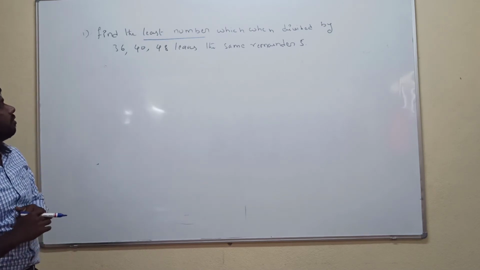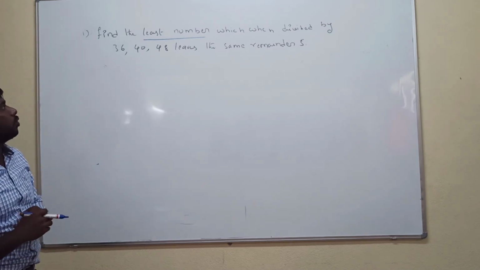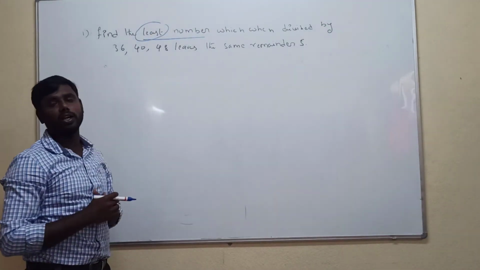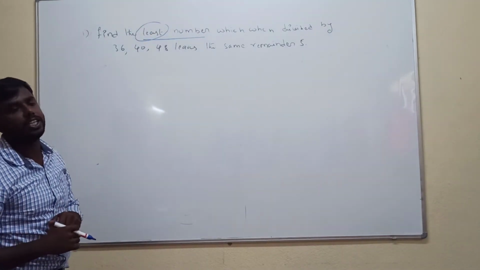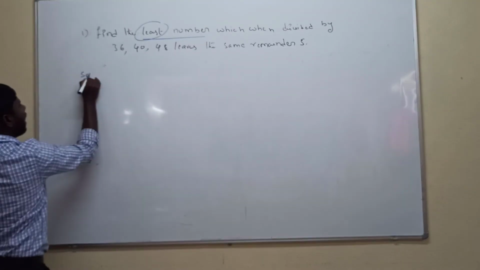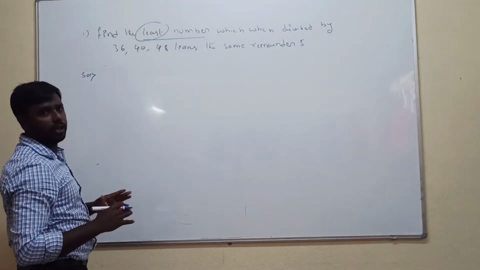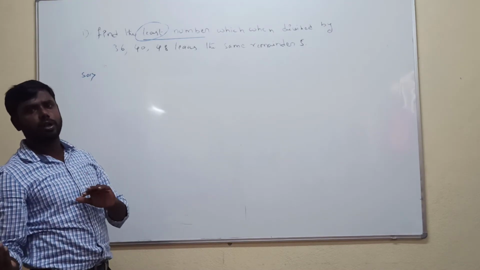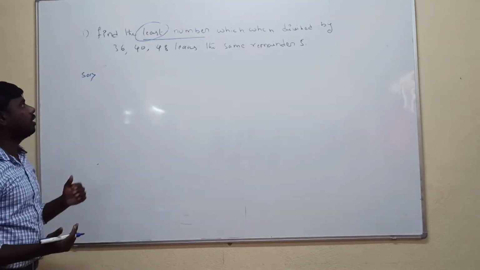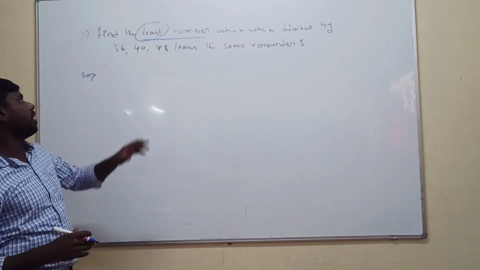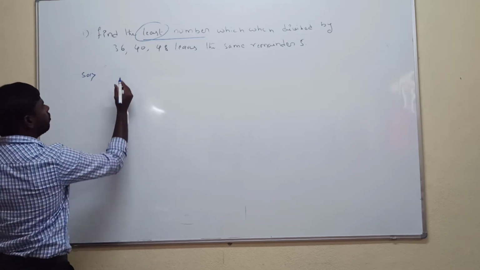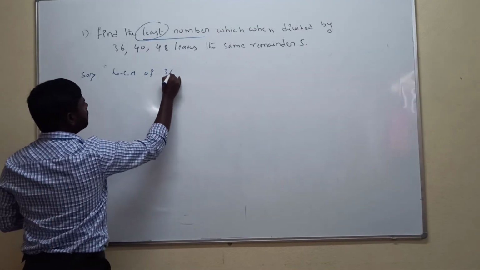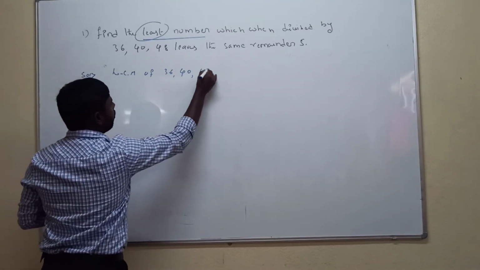So first of all, how to solve this question? Already the least is given. So to calculate what are the given elements, to calculate LCM. I am using the division method. You can use the prime factor method or the division method. The division method is very easy. That's why I am doing the division method. So first of all, to calculate LCM of 36, 40, 48.